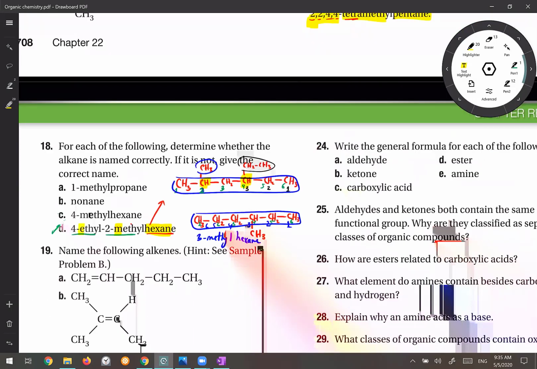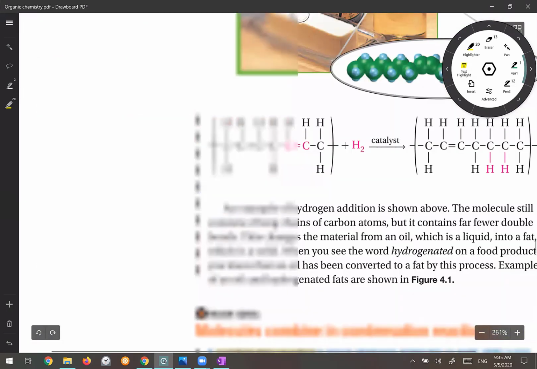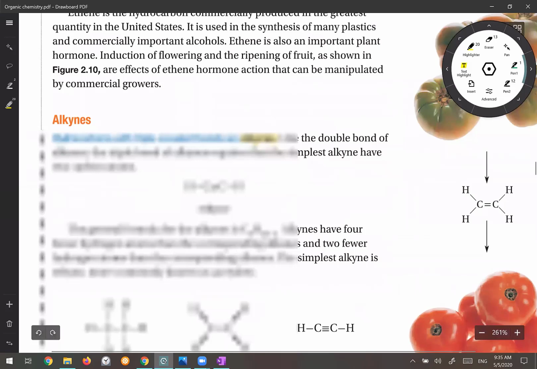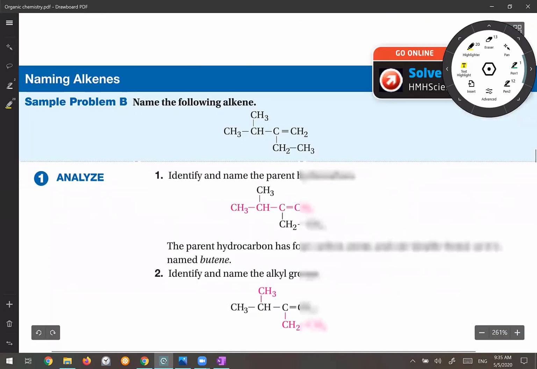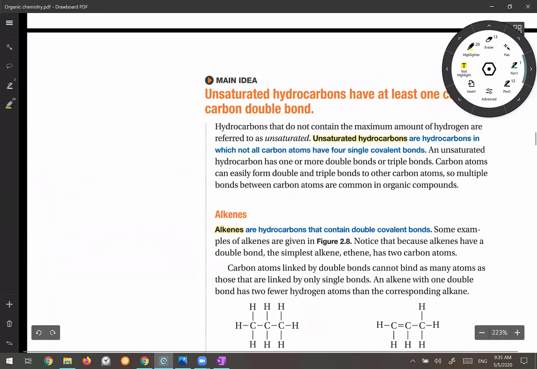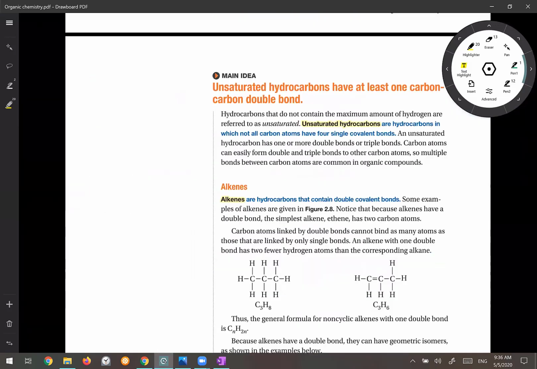Let's go back to section 2, and this time I want to talk about the next hydrocarbon, which is alkene. So you know that alkenes are the hydrocarbons which have the double bond. So we want to talk about the alkene on page 690. It says the alkenes are hydrocarbons that contain a double covalent bond. So in the alkene, you have a double bond between the carbon and carbon, as you can see here.